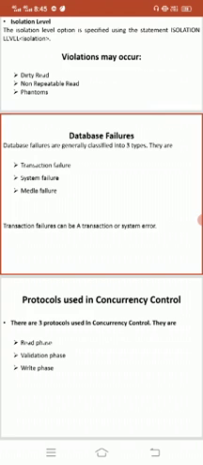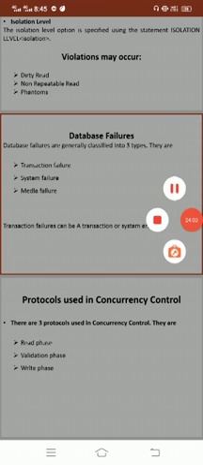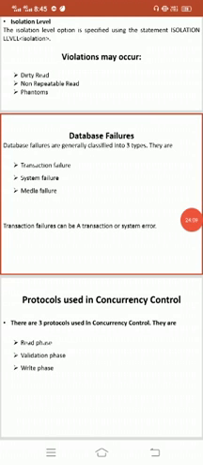Okay, the next topic is protocols used in concurrency control. There are three protocols used in concurrency control: the read phase, the validation phase, and the write phase. These three phases are used to control concurrency, because we can read the data, again we can validate the data, and we can write the data record.